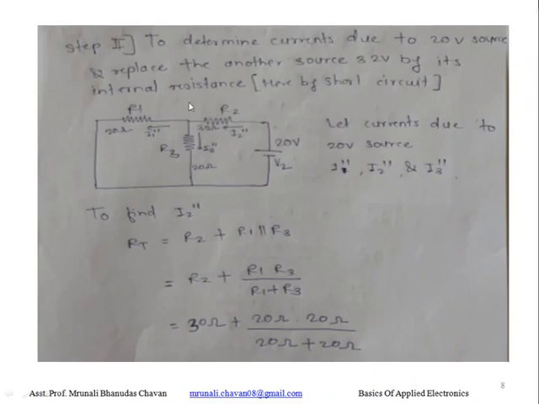Okay, and for that we need to calculate the total resistance, that is RT. So first we will find out RT. RT is equal to, here we can see R2, and this R2 is in series with these two parallel resistors, meaning R1 parallel R3 plus R2. We will get the equation R2 plus R1 parallel R3.